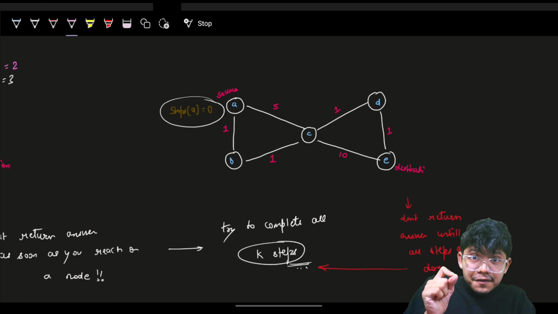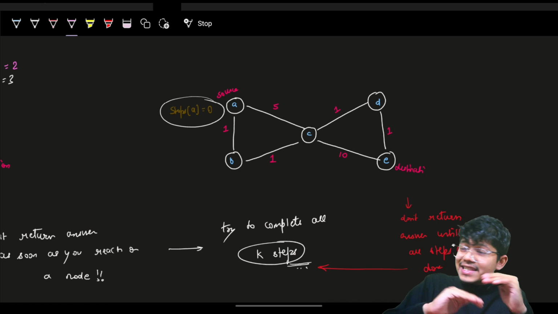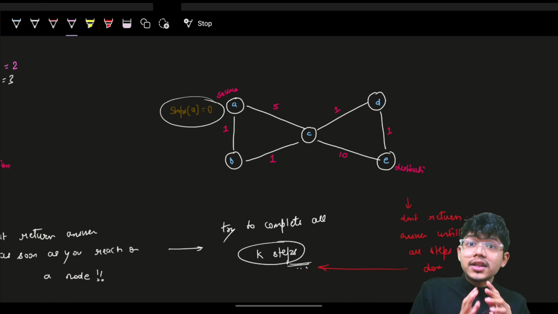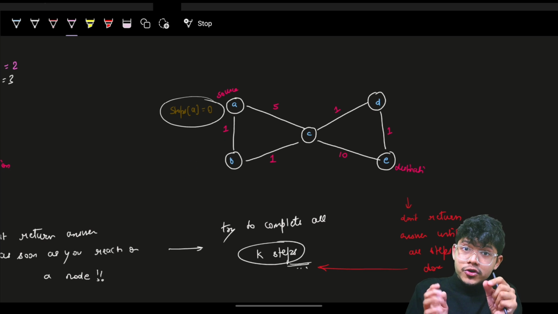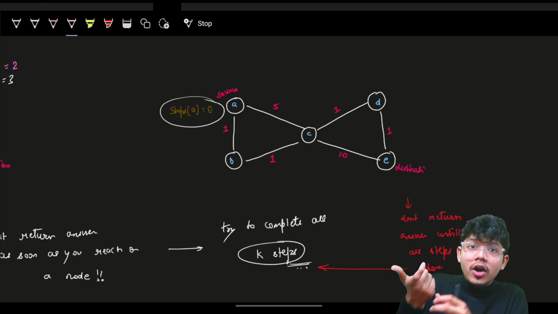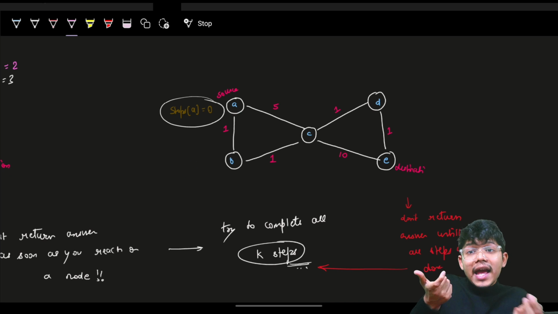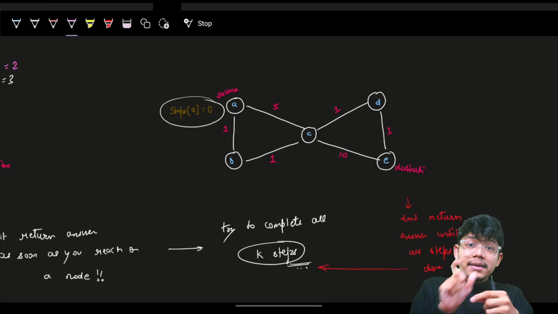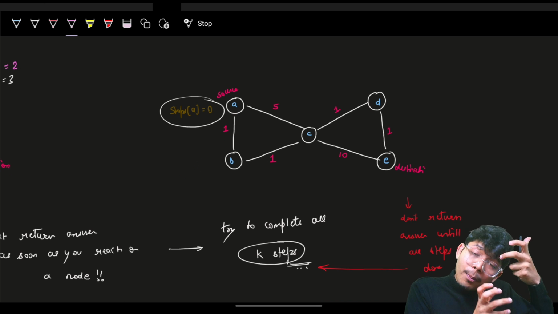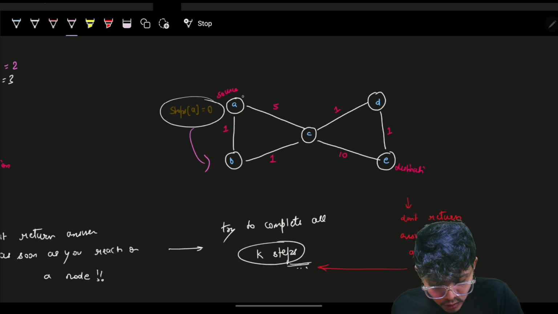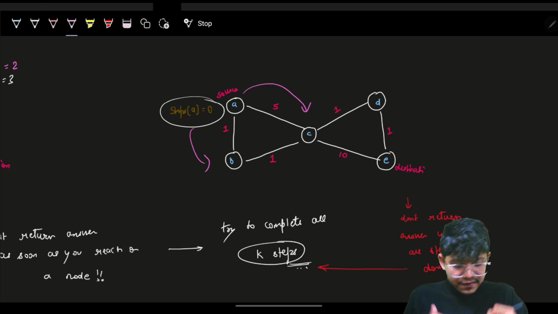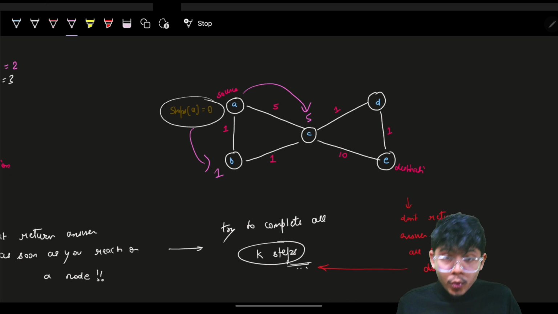Your BFS always goes level wise. It does not consider the distance. You have to manually put the distance as minimum. So you have to manually keep an array or a vector for distance, and that array you have to minimize. But in Dijkstra's, you by default always pick the minimum distance element. So here, if I go in a BFS way, for him the minimum distance will be 5. For him it will be 1.